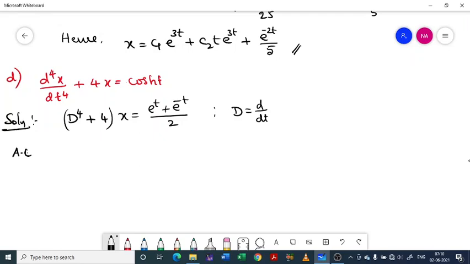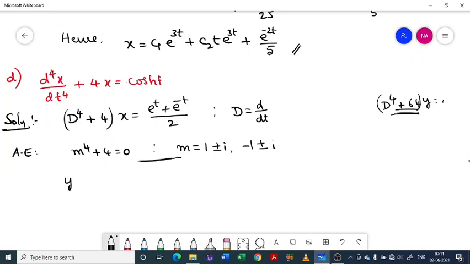Auxiliary equation: m⁴ + 4 = 0. We solved one problem like this in the homogeneous case, D⁴ + 64 into y = 0. The same method you have to use here, and finally you will get the solutions m = 1 ± i, −1 ± i. I am not repeating this again; the same method is employed here. Try to fill out this gap.